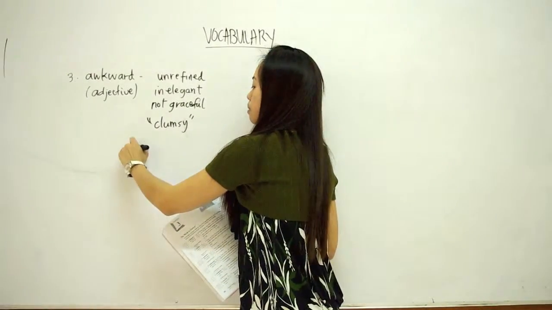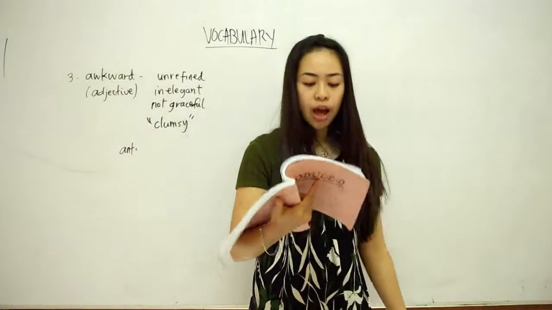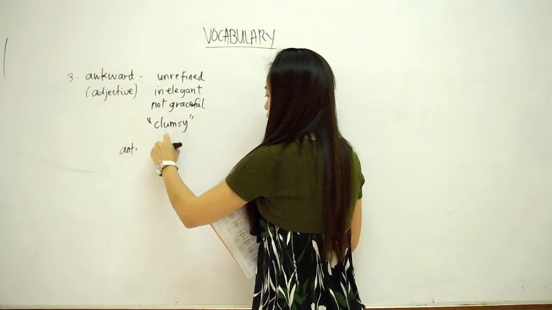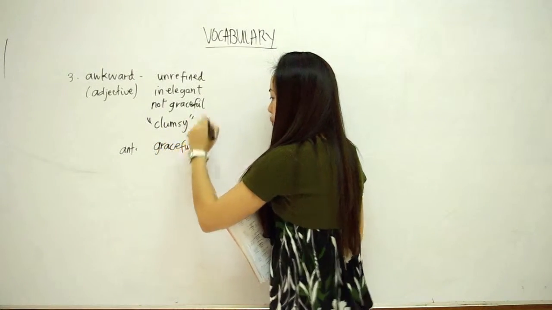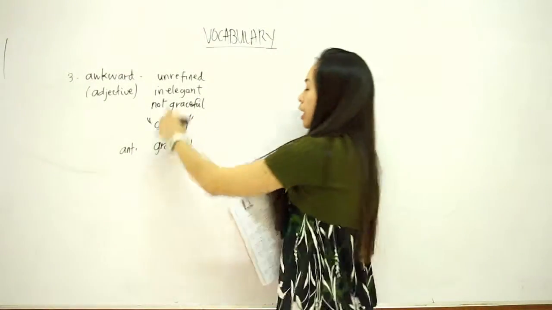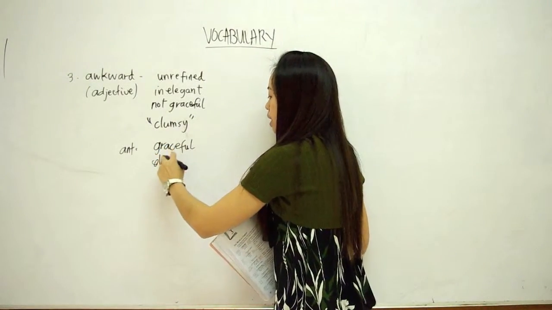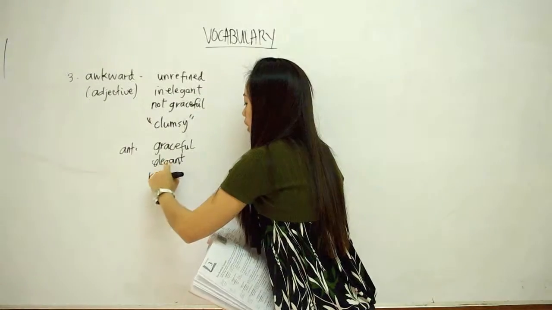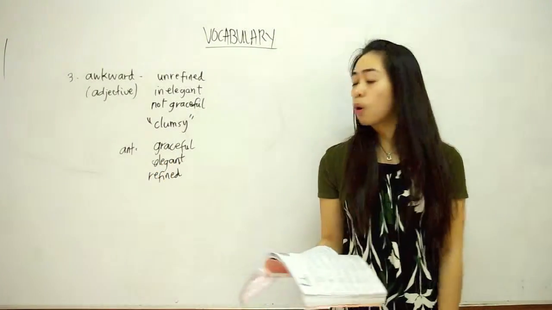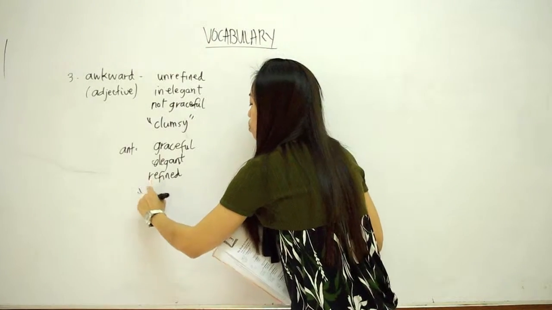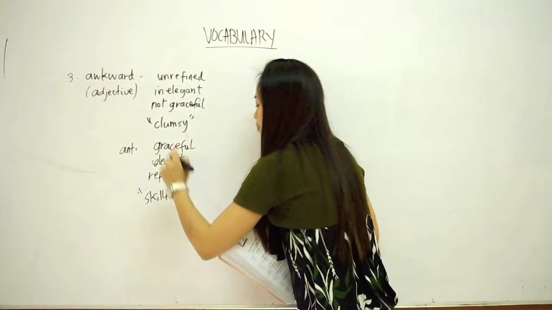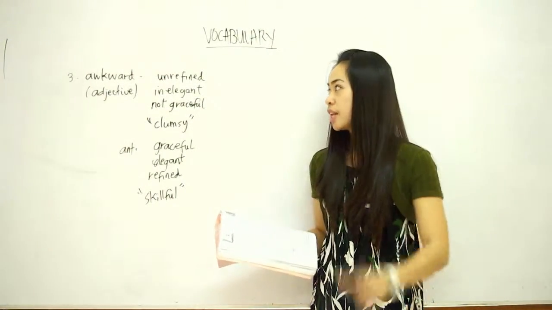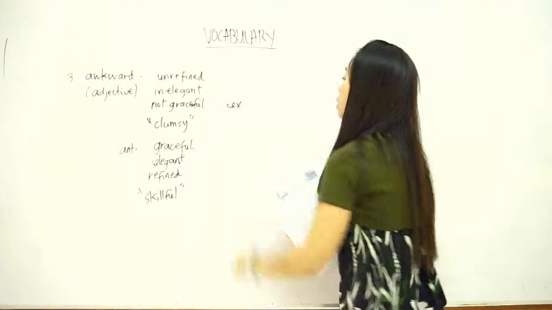Let's focus on the antonym. The antonym of the word awkward: from the phrase not graceful, just eliminate the word not and write graceful. From the word inelegant, just eliminate the prefix in and put the word elegant. And the word refined, or simply someone who is skillful about something. So it's like this. Let's have our sentence.